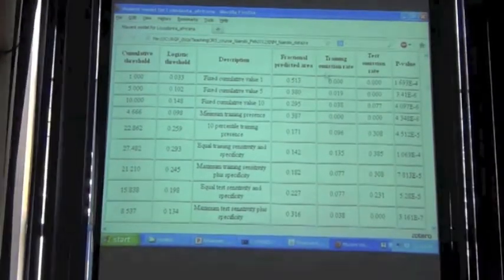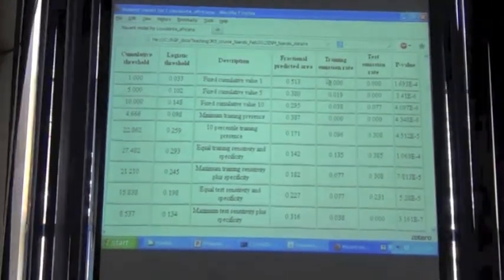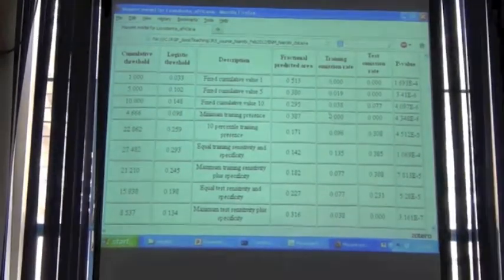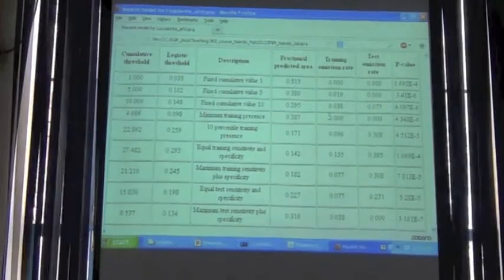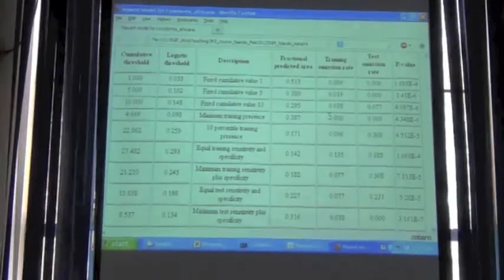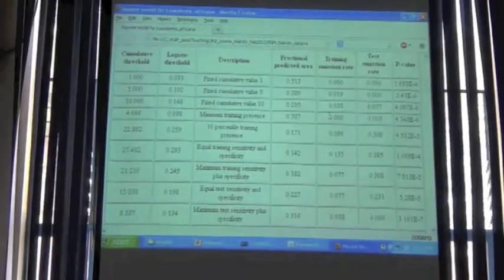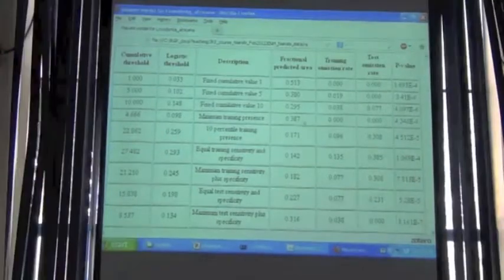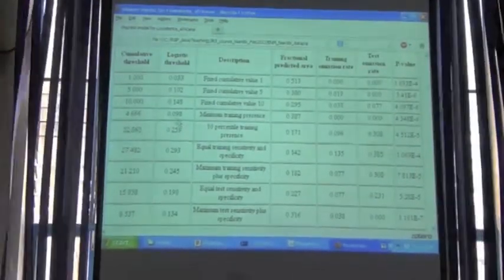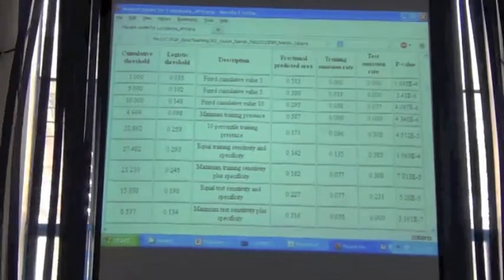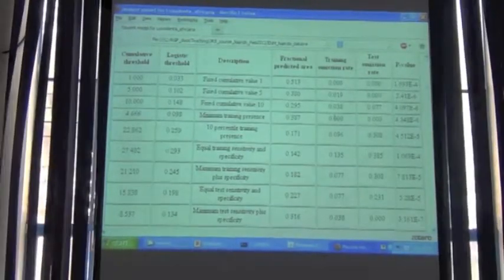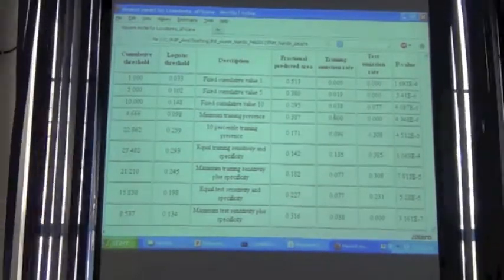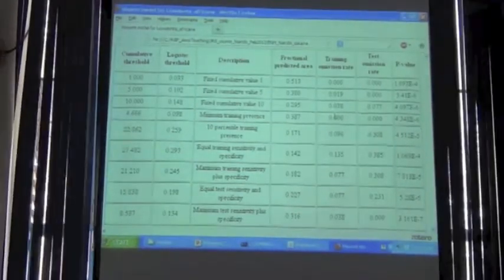At that threshold, the next column is telling you what the omission rate is on your training localities. So I'm glad to see that my omission rate for my training localities at the minimum training presence is zero. It is always going to be zero by default because we've set it like that. We've said, what's the threshold that we can use that will give us zero omission rate? That's what we've just been talking about.